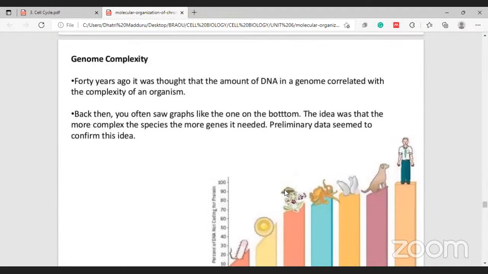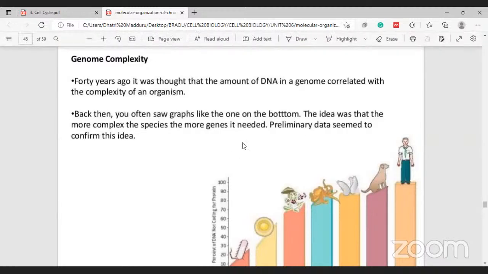Okay, these are the various components and extra structures which we see in the chromosomes. Now we discuss the genome complexity, how this genome evolved and how complex they are. So 40 years ago, it was thought that the amount of DNA in the genome is correlated with the complexity of the organism. That means a smaller organism will have less complex DNA, whereas a larger or highly evolved organism will have more complex DNA. But then, as we have already seen, like the C-value paradox, it is nothing like that.